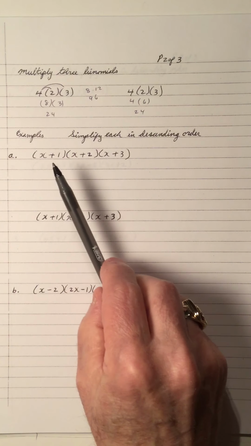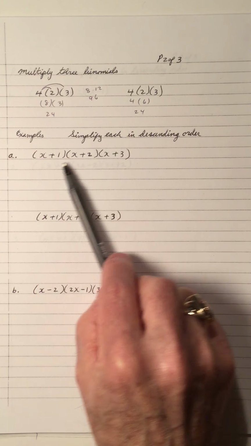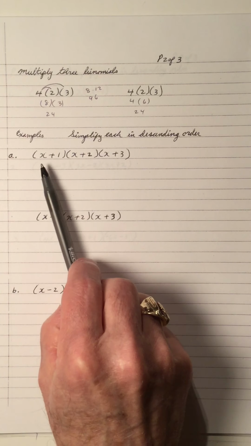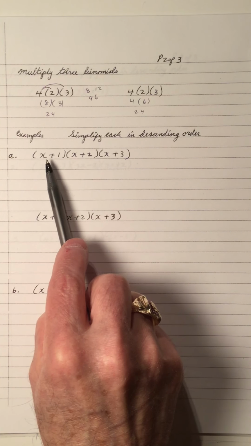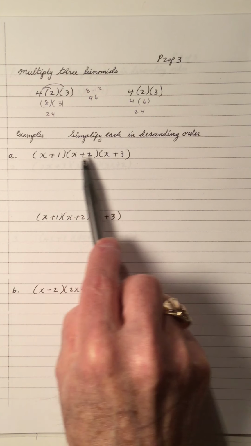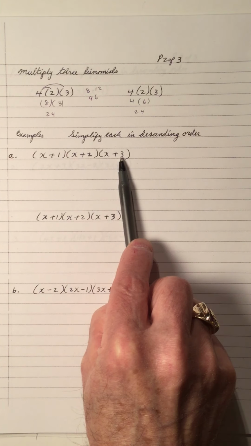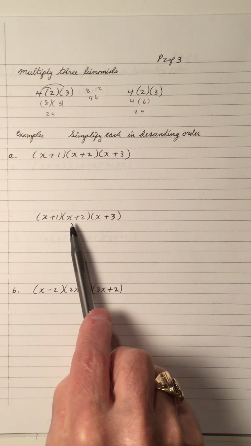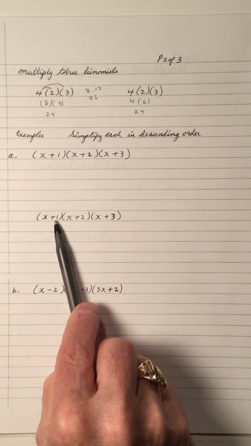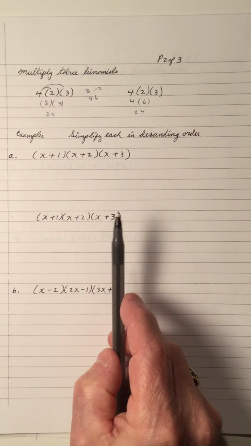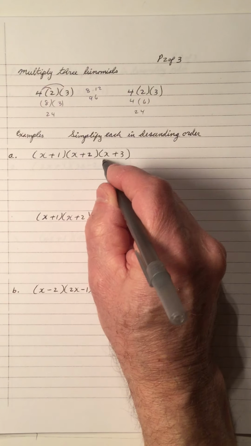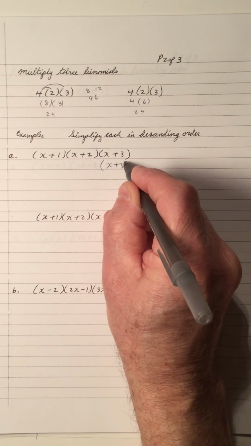So in this case, when we want to multiply these and simplify in descending order, what do you want to do? Do you want to multiply x plus 1 by x plus 2 first and then multiply it by x plus 3? Or do you want to multiply x plus 2 by x plus 3 and then multiply by x plus 1? So it's your choice, not mine. I'm going to multiply the first two here, but I'm going to leave this one alone.